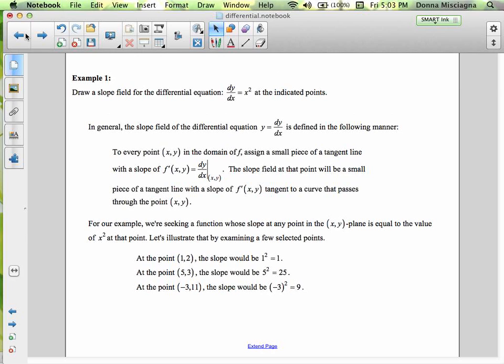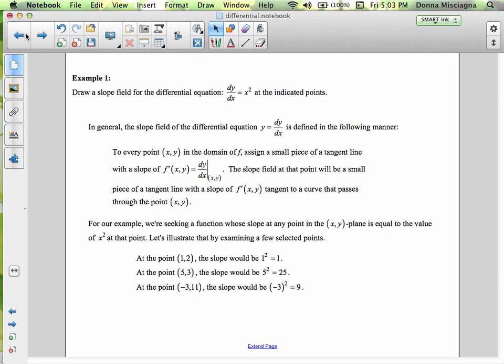So if we're drawing a slope field, it's basically the same question as before. This is the question that goes with the problem we just did: dy/dx equals x squared. In general, the slope field of the differential equation dy/dx equals f(x, y) is defined for every point (x, y) in the domain of f. We assign a small piece of tangent line with slope f(x, y) equals dy/dx. In other words, our function equals slope. When we plug in and evaluate, whatever answer we get, the field at this point will be a small piece of tangent line with a slope that matches the tangent to the curve that passes through the point.